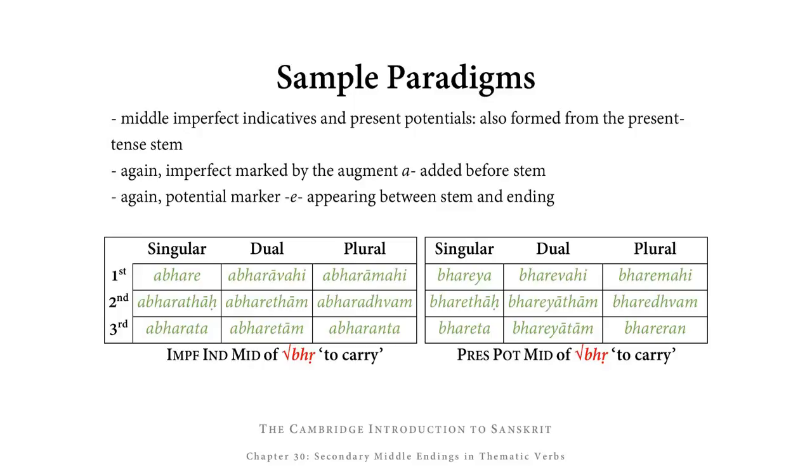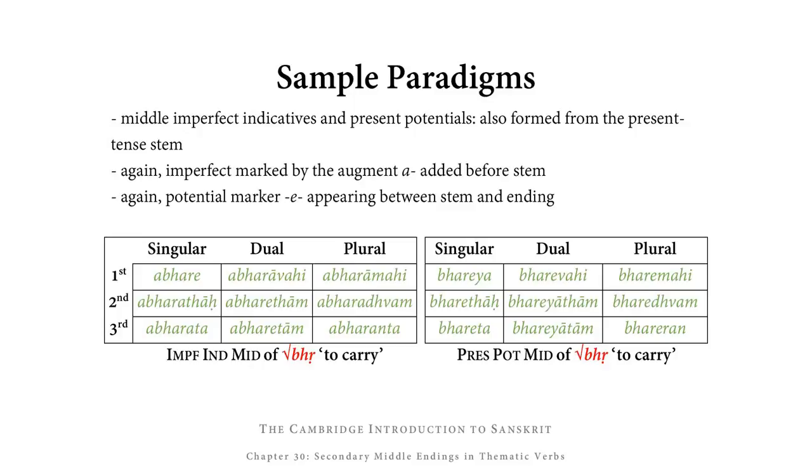Middle imperfect indicatives and present potentials are also formed from the present tense stem. Again, we see the imperfect being marked by the augment a that is added before the stem, and again we find the potential marker ī appearing at the end of the stem, so between stem and ending. So in the singular we get abhare, abharathās, abharata. Abhare is abhara plus the ending i. Remember, a plus i together give you e.